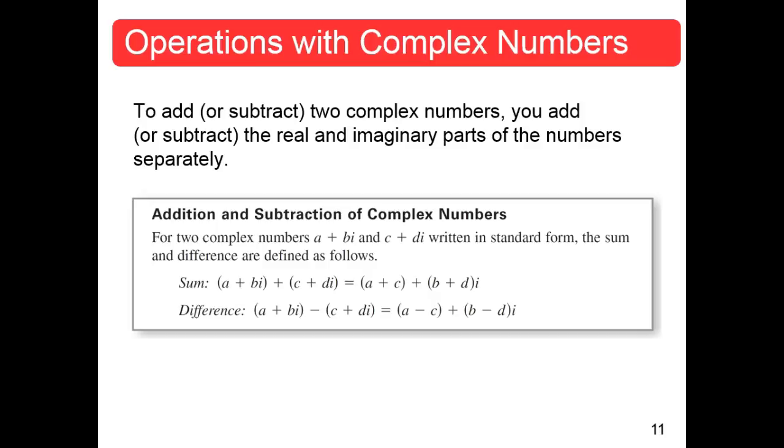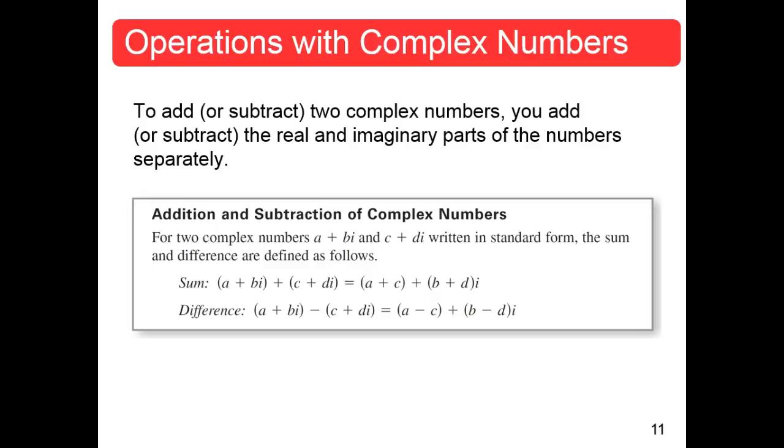You add like terms, okay? Subtract like terms. So think of these as terms. They sort of look like terms. They're separated by plus or minus signs. So for 2 complex numbers, a plus bi and c plus di, written in standard form, the sum and the difference are defined this way. The sum of those 2 is a plus c for the real part, and b plus d times i, that's the imaginary part. The difference would be a minus c for the real part and b minus d times i for the imaginary part. Just like you would expect.